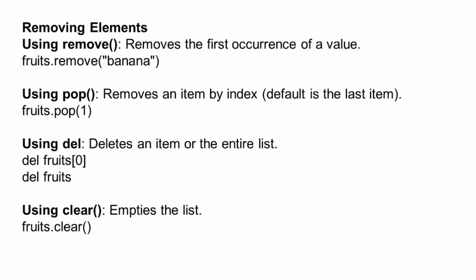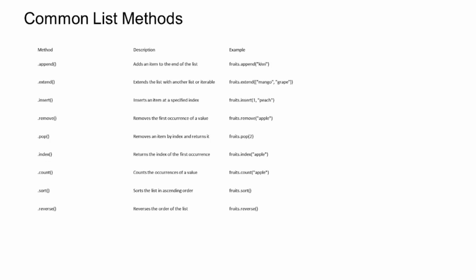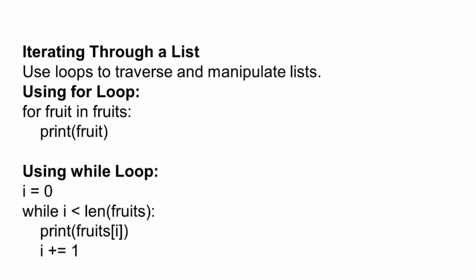Removing elements. Using remove, removes the first occurrence of a value: fruits dot remove banana. Using pop, removes an item by index. The default is the last item, but we can pop by using an index number. Using del, deletes an item or the entire list. Using clear, empties the list. So here are the common list methods: dot append, dot extend, dot insert, dot remove, dot pop, dot index, dot count, dot sort, dot reverse as well. These are the common list methods.